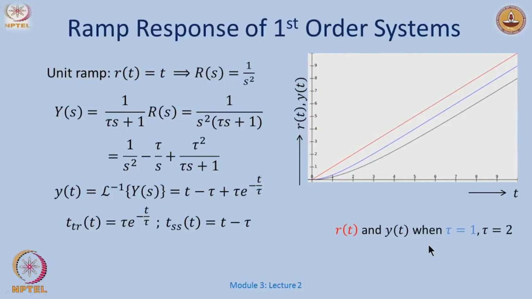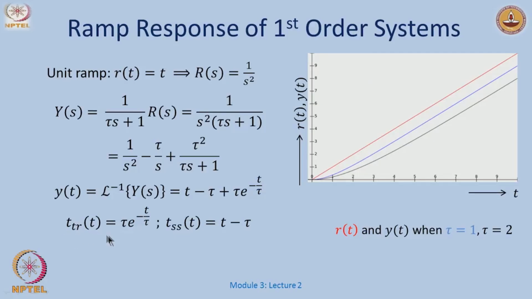Okay, now what happens when the input is a ramp, or when I am actually asking my system to track a ramp? Okay, 1 over tau s plus 1 times r of s, and then I do all these things and take the inverse Laplace. So the response to a ramp would look like this: t minus tau plus tau e power minus t over tau. Okay. Again, how do we differentiate between the transient response and the steady state response?